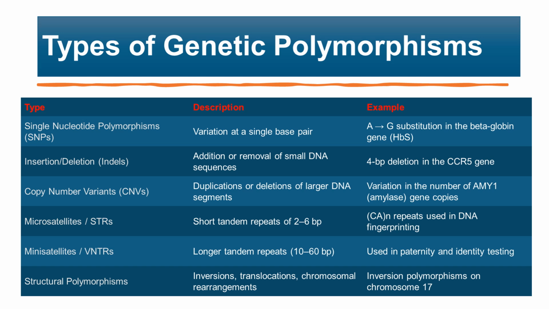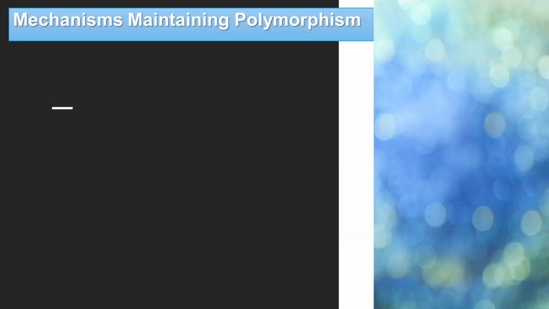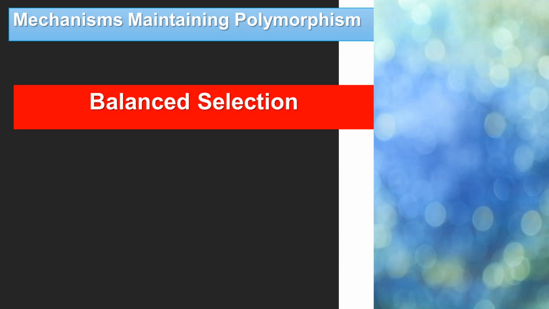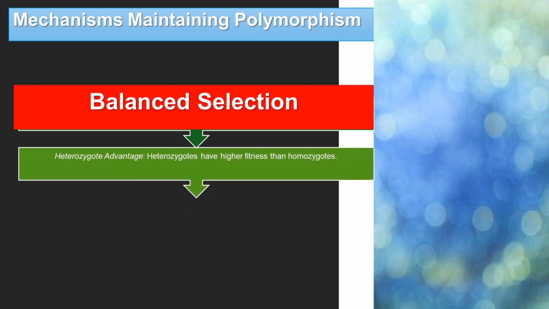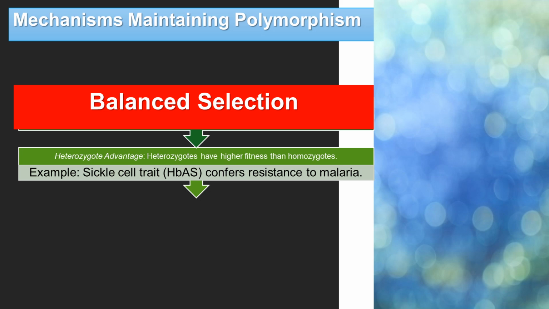Structural polymorphisms: inversions, translocations, chromosomal rearrangements, inversion polymorphisms on chromosome 17. Mechanisms maintaining polymorphism: balancing selection. Heterozygote advantage: heterozygotes have higher fitness than homozygotes. Example, sickle cell trait, HbS, confers resistance to malaria.